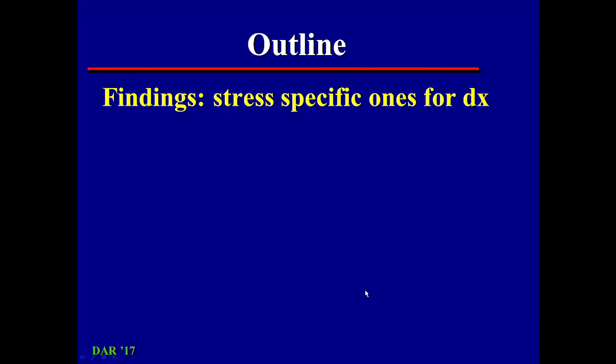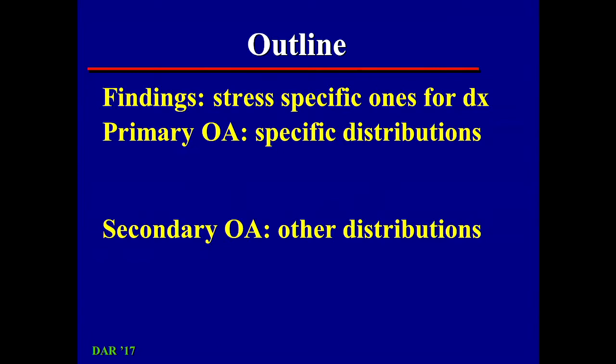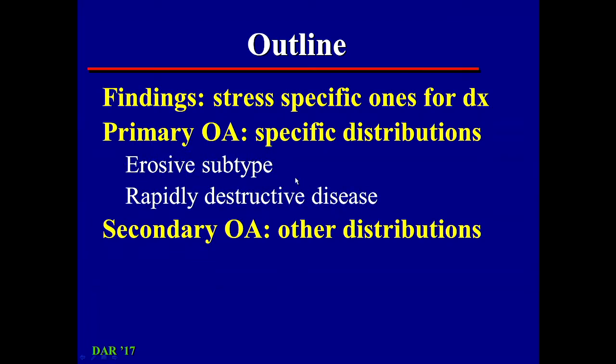So this is the outline I'm going to follow. We're going to talk about the different findings of osteoarthritis, and I'm going to emphasize those that are specific for you to make a diagnosis. Once we make that diagnosis, we're going to decide is this primary or secondary osteoarthritis, and we're going to do that based on the distribution of the disease. For primary osteoarthritis, there's two special subtypes we'll talk about, erosive and rapidly destructive bone disease.